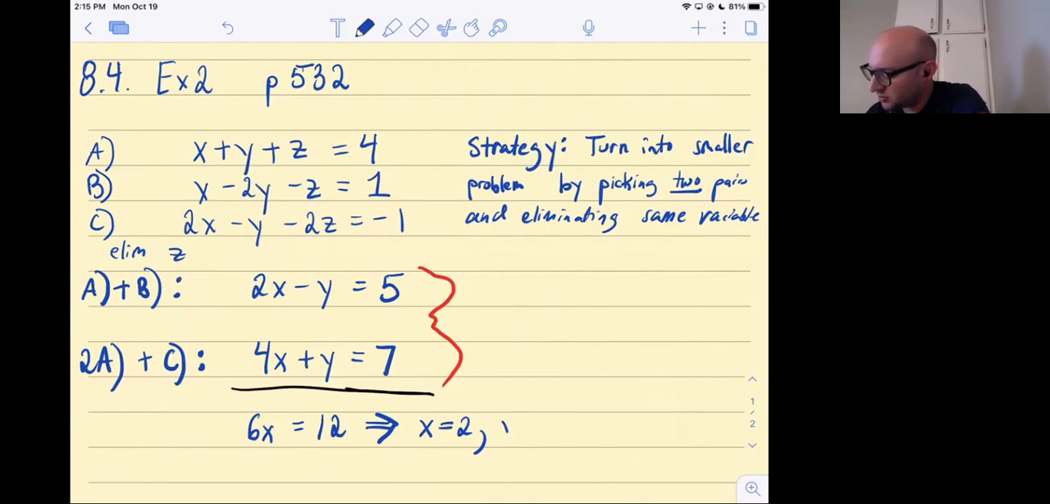So plug in, and for the rest, you want to plug in. And then the last one, let's plug into the easiest equation that you can. Plug in 2 and y is -1 to get z. And what do you guys get?